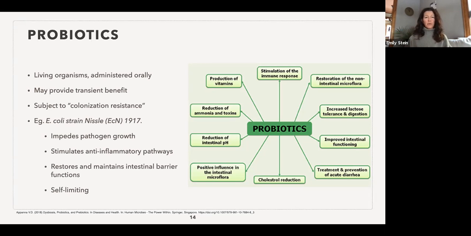An example is E. coli strain Nissle, which was discovered in 1917. That's actually administered to animals to stop pathogen growth in the gut. It also has been characterized to stimulate anti-inflammatory pathways that quiet down gut inflammation, and it helps to restore and facilitate gap junction function, so it restores leaky gut. The great thing about probiotics is that they're self-limiting. As soon as that organism passes through the GI tract, those benefits go away.